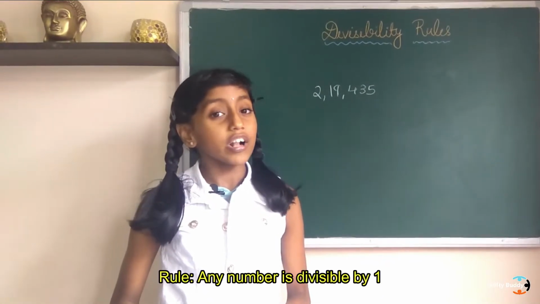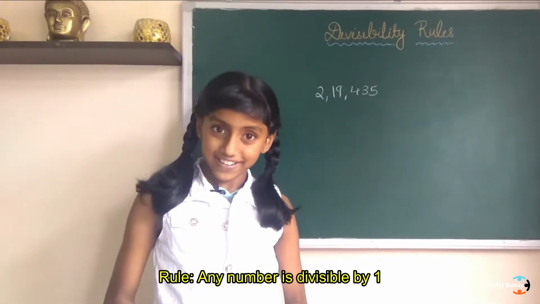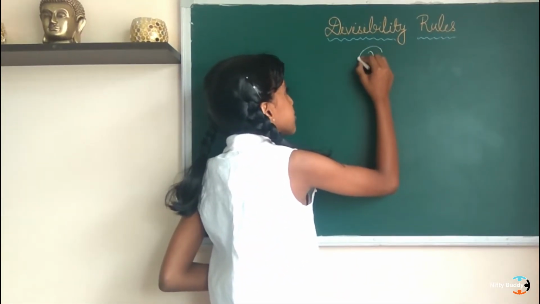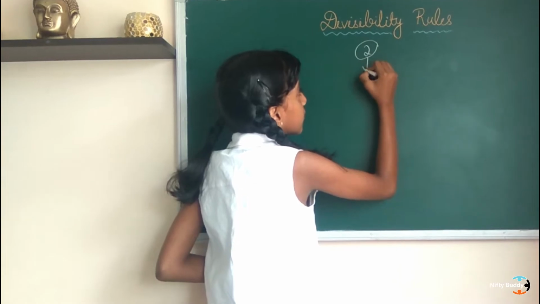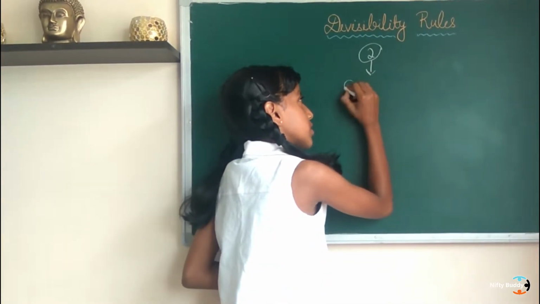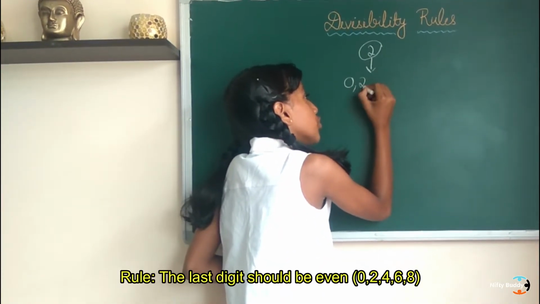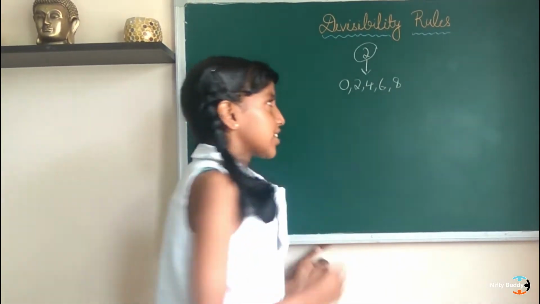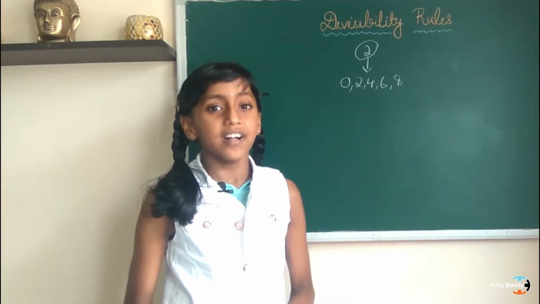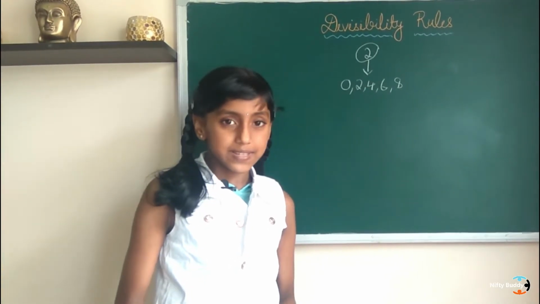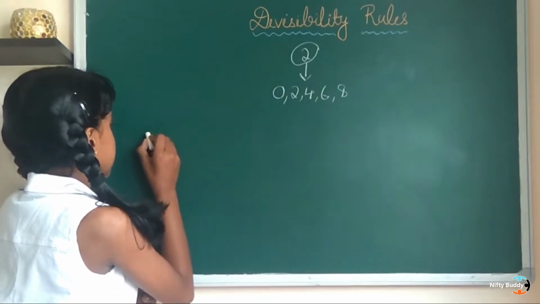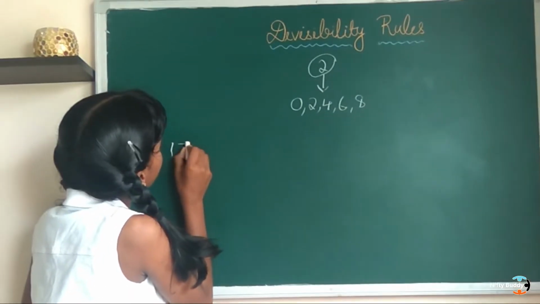We know that all numbers are divisible by 1, isn't it? Now let's move on to the next number, which is 2. If the number ends with 0, 2, 4, 6 or 8, in simple words, any even number, that means the number is divisible by 2. Now let us look at a few examples.